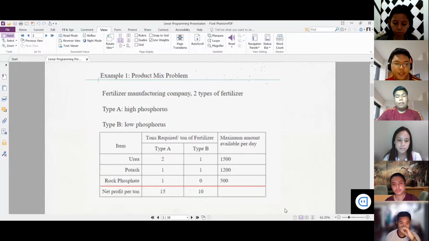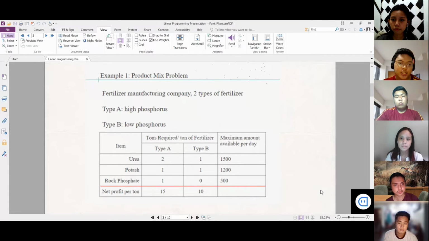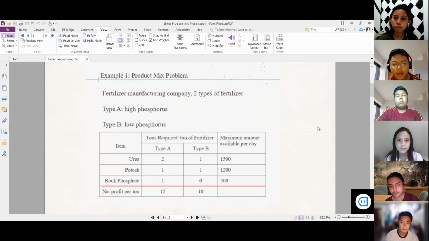As you can see, there is an example of a fertilizer manufacturing company which focuses on two types of fertilizer. Type A, which is high phosphorus, and type B, which is low phosphorus. Below, you can see the table in the problem, with items such as urea, potash, and rock phosphate, and the two types of fertilizer, type A and type B, and the tons each requires of it. The last column is the maximum amount available per day and the net profit per ton, which is 15 tons and 10 tons.